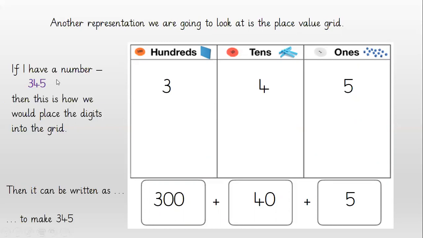Now, if I look at 345 and I place it on the grid, I can expand that. So the 3 hundreds that I've got there, I can make it into 300. My 4 tens, I make it into 40 because 4 tens is 40. And 5 ones is 5, and that makes 345.